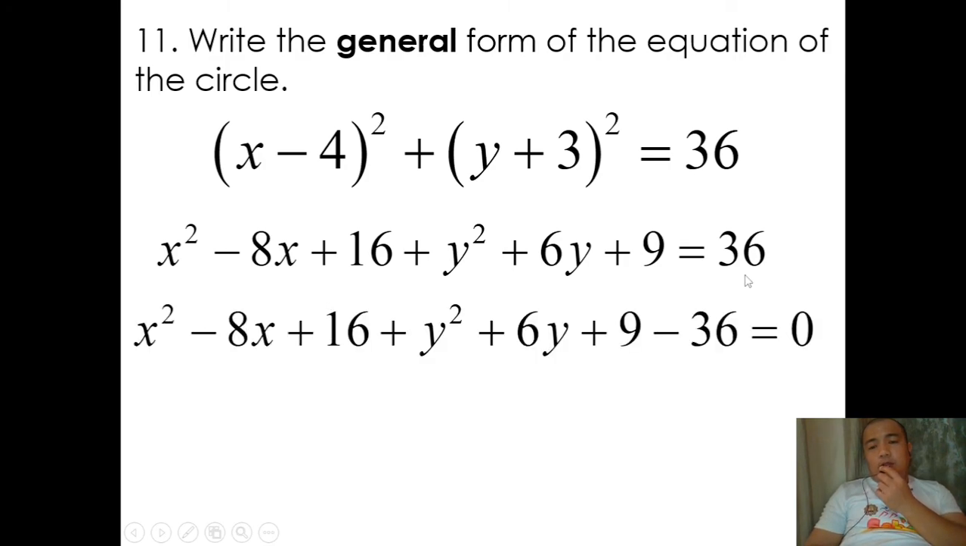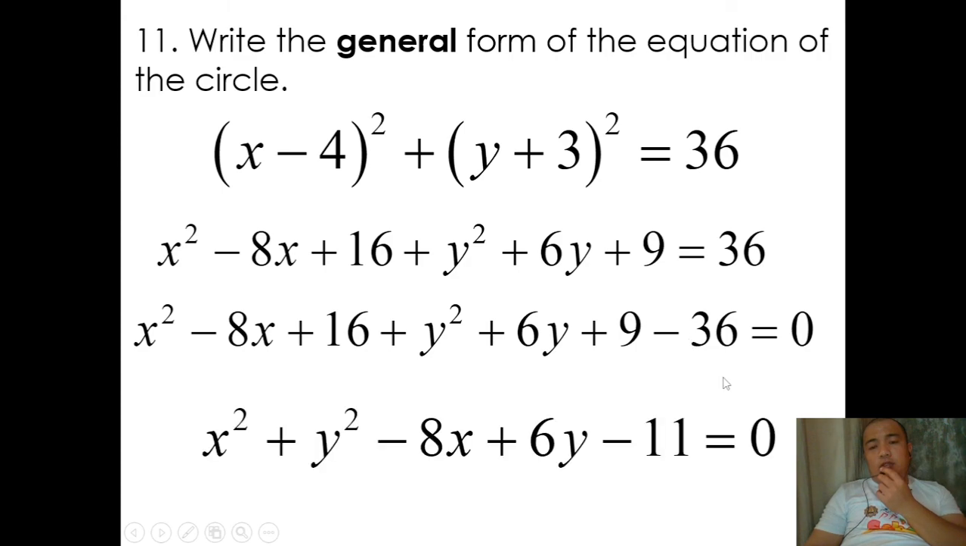Yan. Transpose 36, so minus 36. Then combine similar terms. First, you place x squared and y squared together. Then, to be followed by x variable minus 8x, to be followed by 6y. Then you add and subtract 9 and 36, which is negative 11. 16 plus 9 minus 36 is negative 11. So from standard, it becomes a general form of the equation of circle.